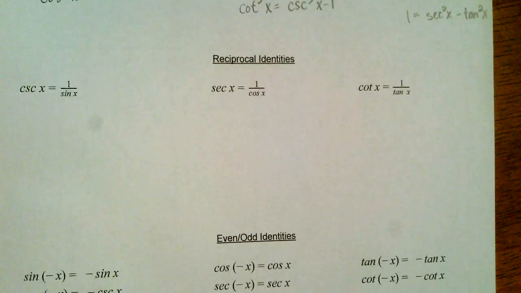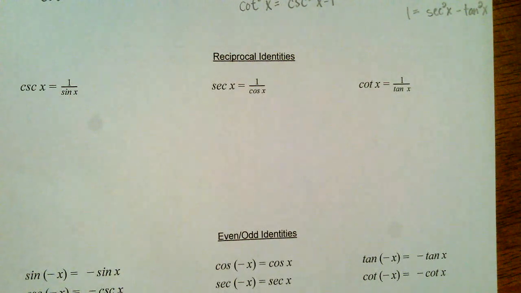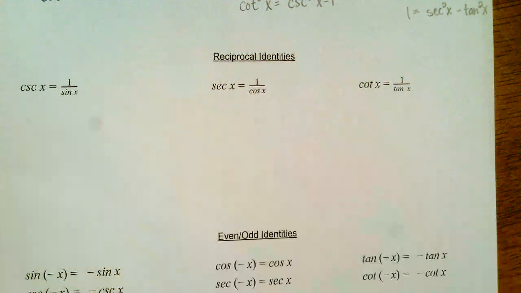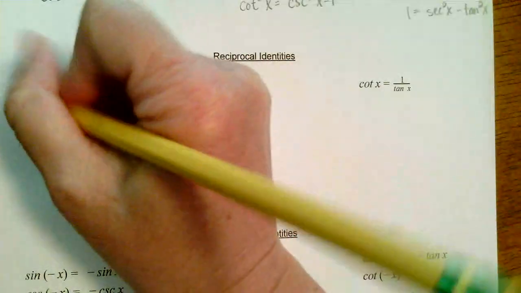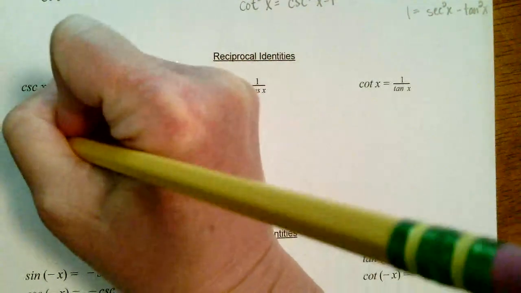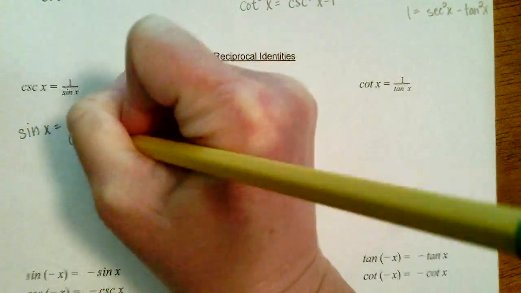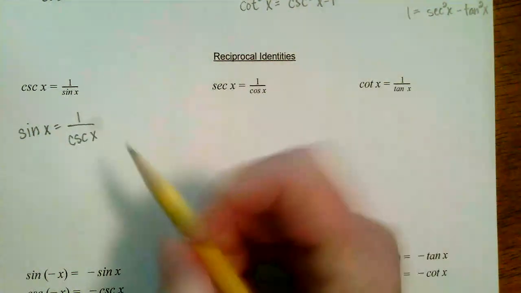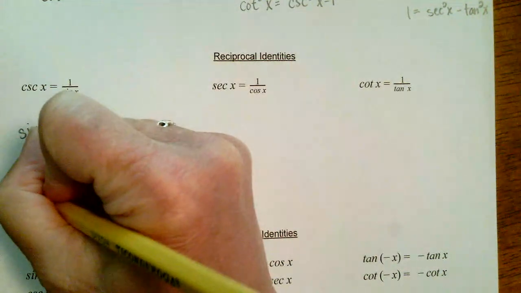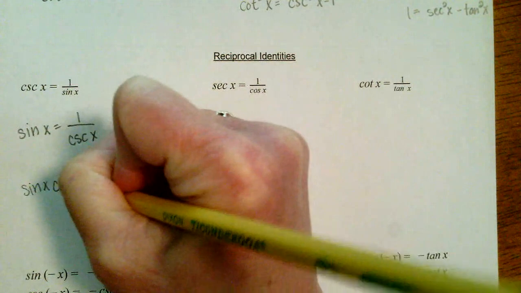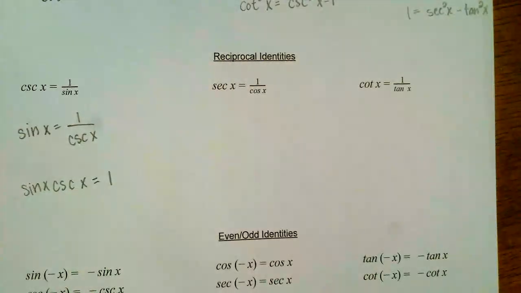For my reciprocal identities, okay, hopefully you remember that the cosecant is equal to 1 over the sine. You might also need to recognize that the sine is equal to 1 over the cosecant. And you might also, if you multiply both sides, see that the sine of x times the cosecant of x is equal to 1.